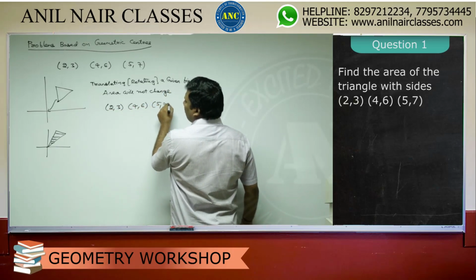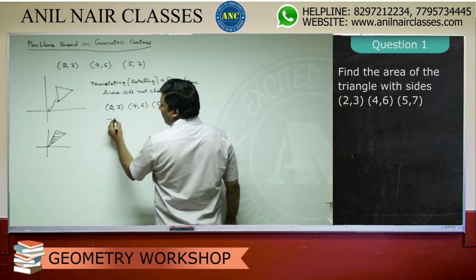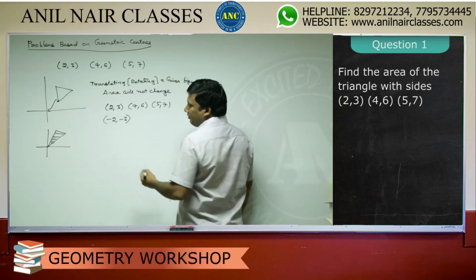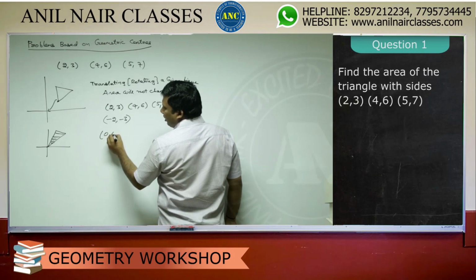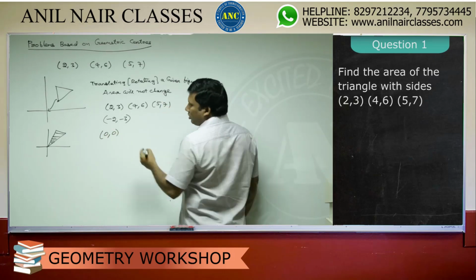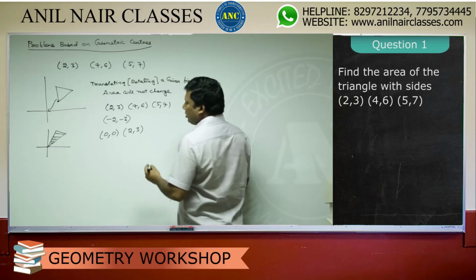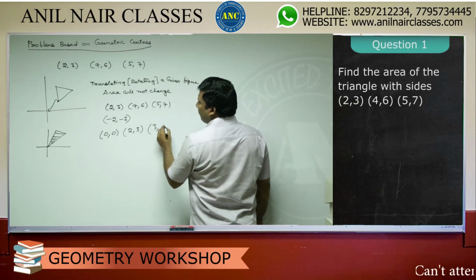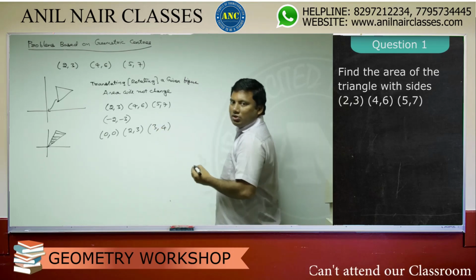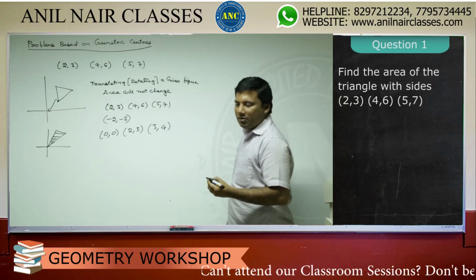2, 3, 4, 6, 5, 7. So what you do is you shift it by -2, -3. If I shift it, this will become 0, 0. This will become 2, 3. This will become 3, 4.